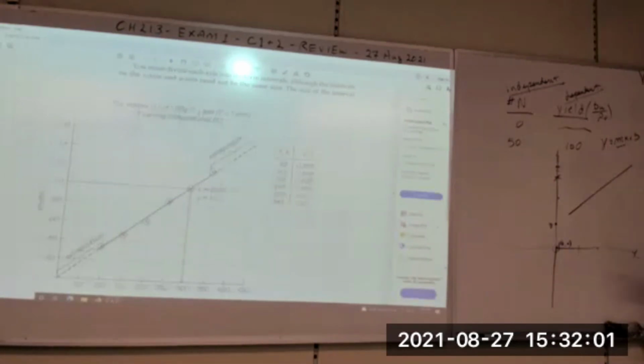How do you find the slope? Well, once you've got your best fit line, or you can use points. If you have a point that falls right on the line here, and right on the line there, then all you need to do is rise over run.